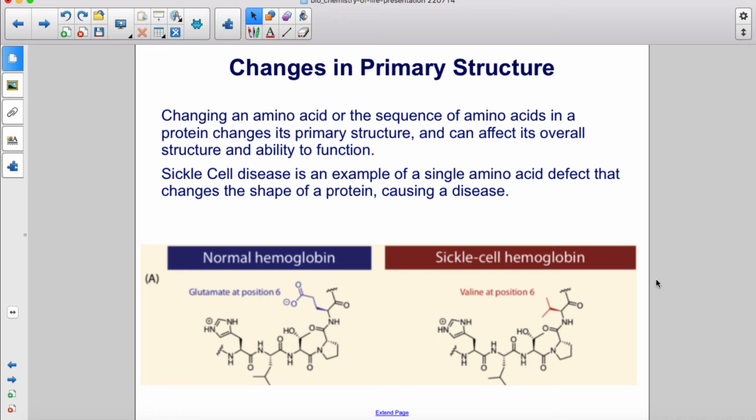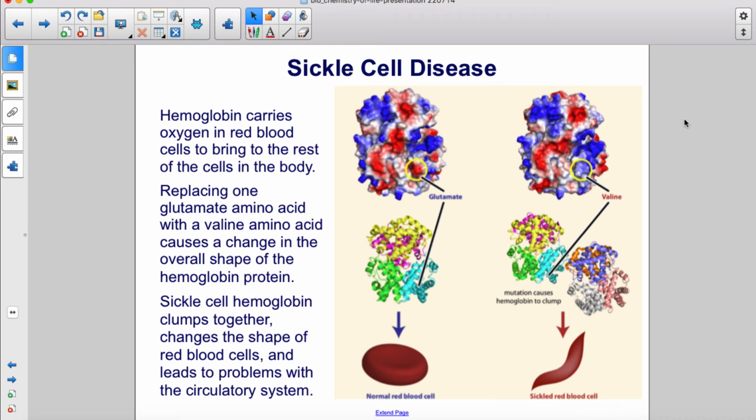Changing an amino acid or the sequence of amino acids in a protein changes its primary structure and can affect its overall structure and ability to function. Sickle cell disease is an example of a single amino acid defect that changes the shape of a protein, causing a disease. Hemoglobin carries oxygen in red blood cells to bring to the rest of the cells in the body. Replacing one glutamate amino acid with a valine amino acid causes a change in the overall shape of the hemoglobin protein. Sickle cell hemoglobin clumps together, changes the shape of red blood cells, and leads to problems with the circulatory system.